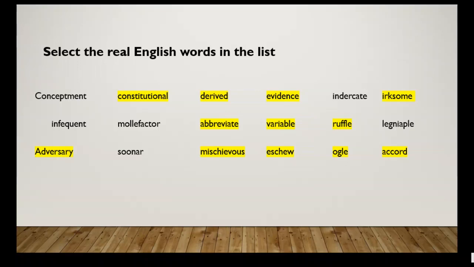Adversary is a person that is opposite you in a contest. Soonar, I made up. Mischievous is harmful or playfully annoying. You could have a person who is mischievous and maybe they are causing you harm, or it may be a friend playing a trick on you and you may describe them as a mischievous person. To eschew something is to stay away from it or to avoid it. To ogle means to flirt with, and an accord is an agreement.